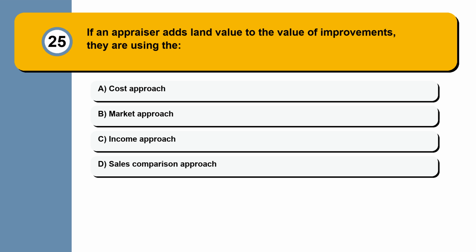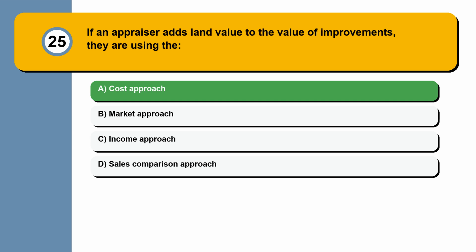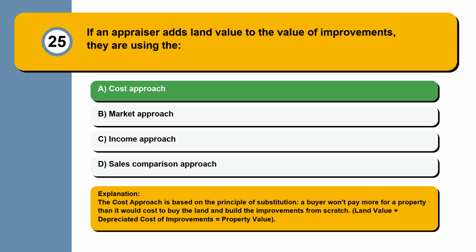Question 25. If an appraiser adds land value to the value of improvements, they are using the: cost approach, market approach, income approach, sales comparison approach. The cost approach is based on the principle of substitution. A buyer won't pay more for a property than it would cost to buy the land and build the improvements from scratch. Land value plus depreciated cost of improvements equals property value.